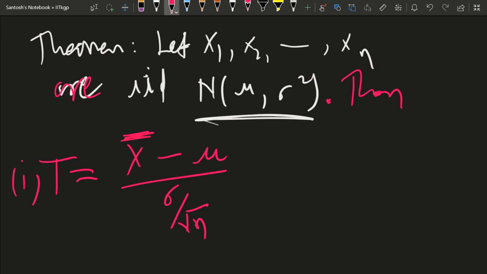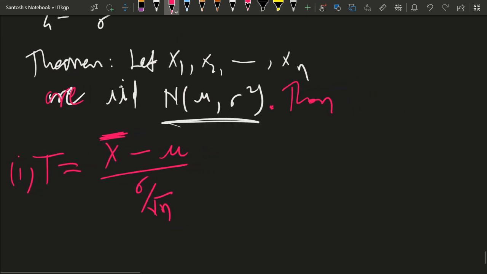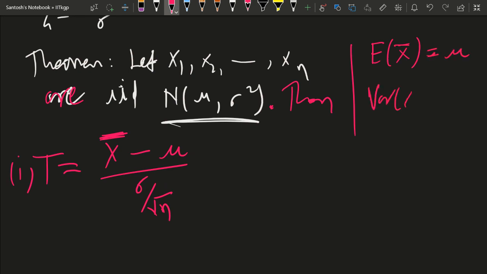So actually you already know about X bar. In the last class you have seen. So what do you know about X bar? Just recalling for you: it is the sample mean. So X bar will have the same mean as the population. And what do you know about the variance of X bar?